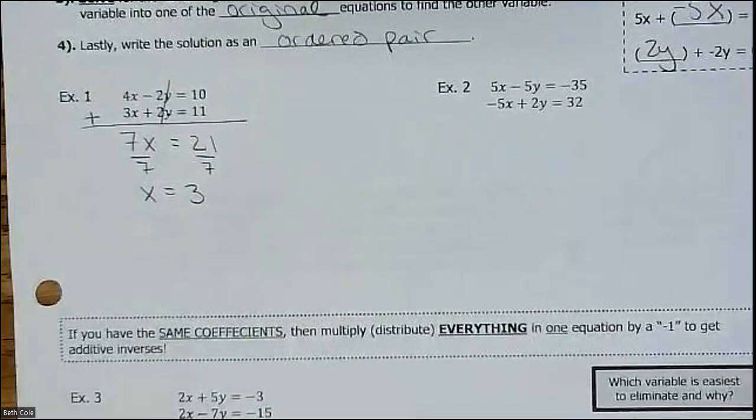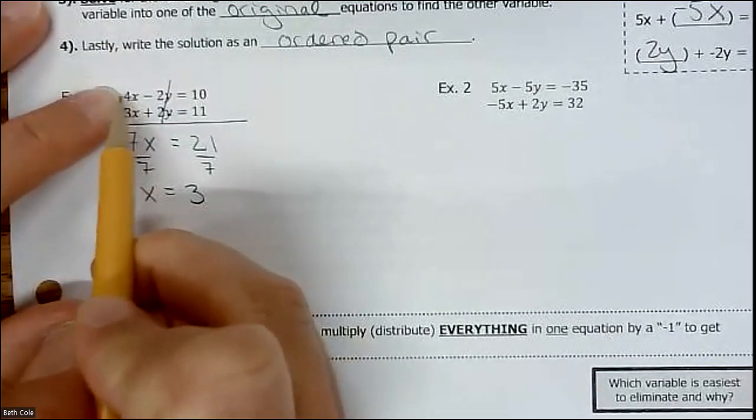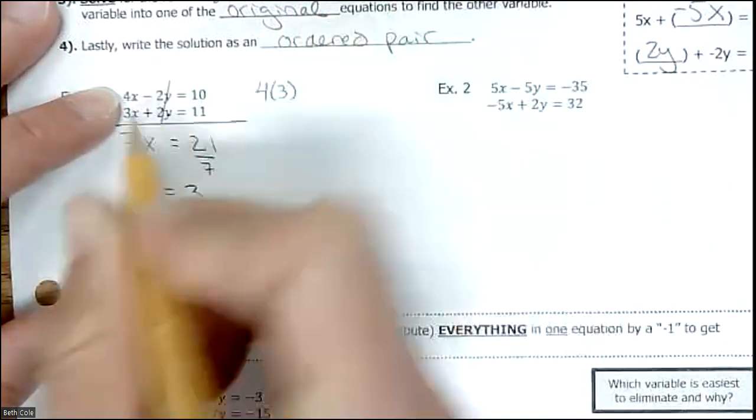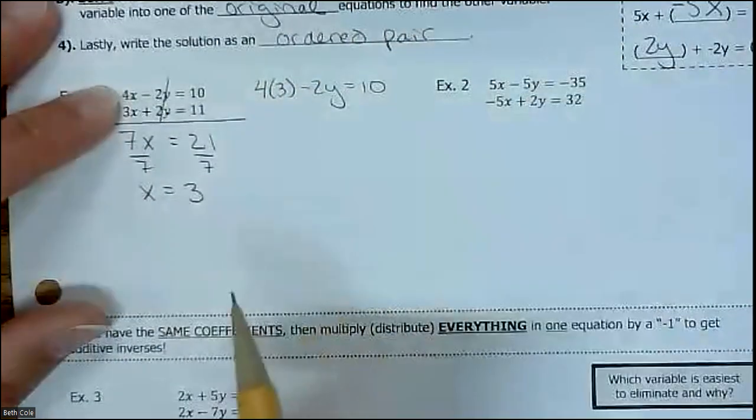So use one of the original equations, and I would just use the first one for no other reason than it's the first one. You're going to take 3 and plug it back in for x. So you're going to have 4 times 3 minus 2y equals 10.